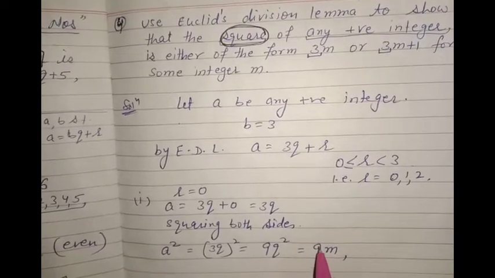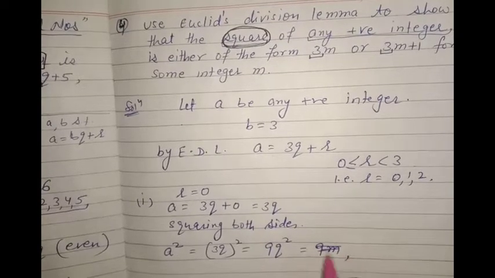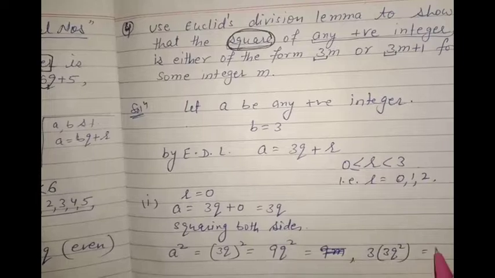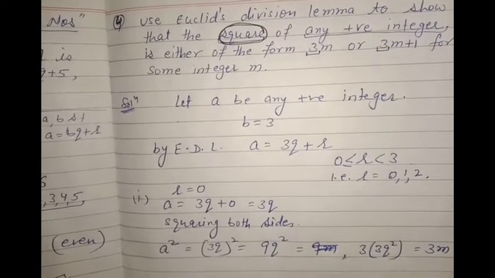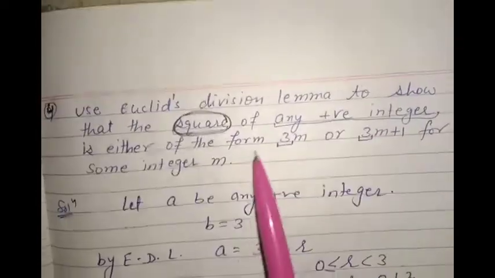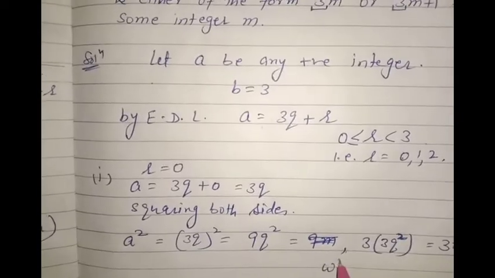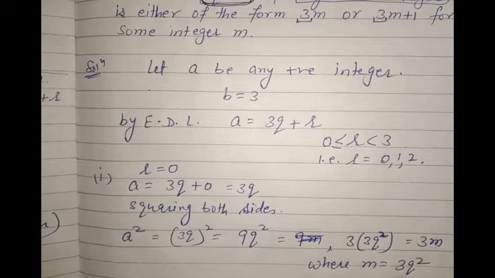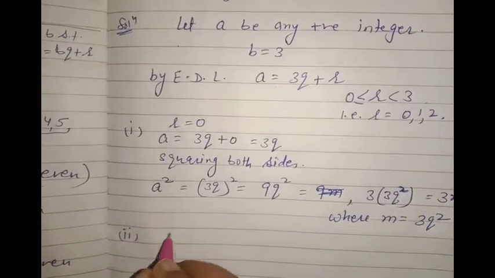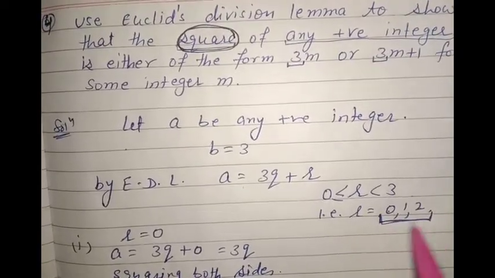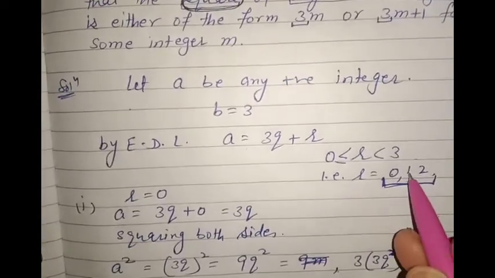We will take 3 common, and what is left inside? 3q square, which is equal to 3m. This is only the presentation of how we show that square of any positive integer is of the form 3m. So we'll write here where m is equal to 3q square. Second part, we will discuss all 3 cases. r equal to 0 we have discussed. Now 1 and 2.